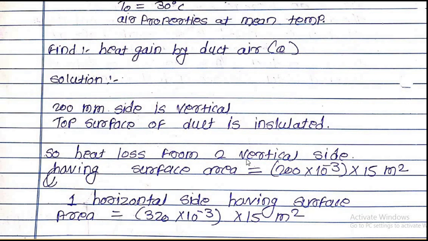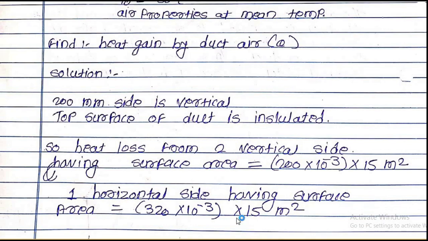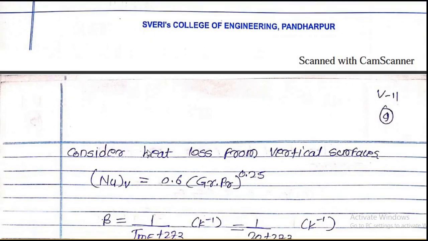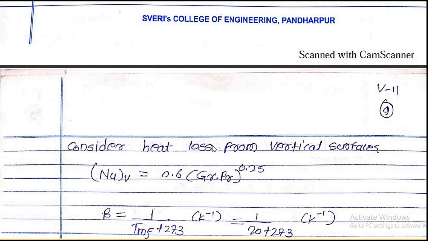Heat loss from two vertical sides having surface area 200 into 10 raised to minus 3 multiplied by 15 meter square, and one horizontal side having surface area 320 into 10 raised to minus 3 multiplied by 15 meter square, where 15 m is the length of the duct. Now we are going to consider the heat loss from the vertical surface. For that purpose, the vertical surface equation we have to use, which is provided in the problem.